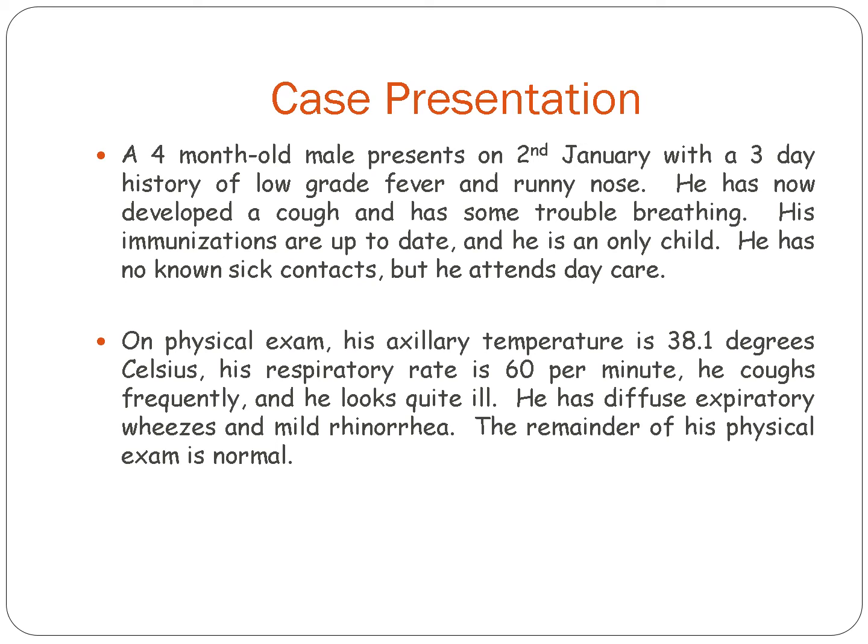On physical examination, the temperature was 38.1, the respiratory rate was 60 per minute. He coughs frequently and looks quite ill, and has diffuse expiratory wheezes and mild rhinorrhea. So what do you think about the most likely diagnosis in this case?